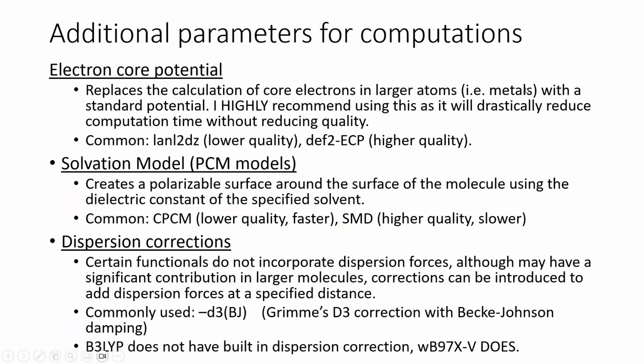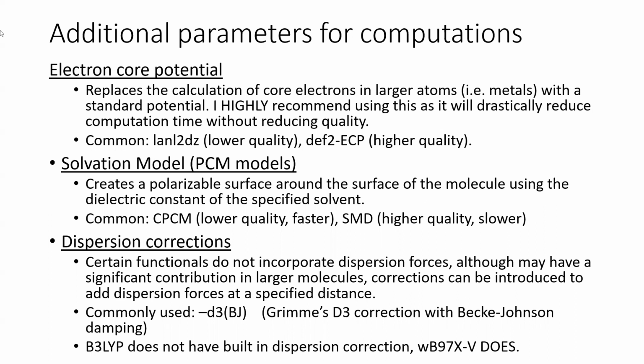So there are other things you would definitely want to add to your calculations beyond just the functional and basis set. One of these things is the electron core potential, which you have to tell Q-Chem to use. If you don't tell it to use it, it'll just calculate the core electrons in a standard way, which will take significantly more time.